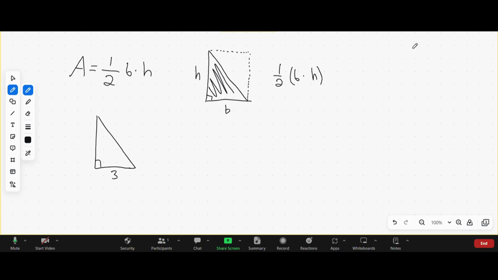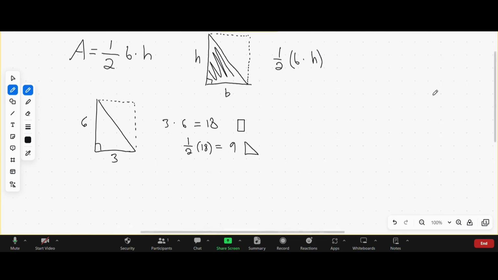So relatively simple. If we just look at a quick example, we have a triangle here where the base is 3 and the height is 6. Once again, if we were to find the area of this entire rectangle with two sides 6 and 3, we'd simply take the base 3 times the height 6 and get 18, and that is the whole rectangle. But if we wanted the area of just that triangle, we would do 1/2 times 18, which gets us 9.